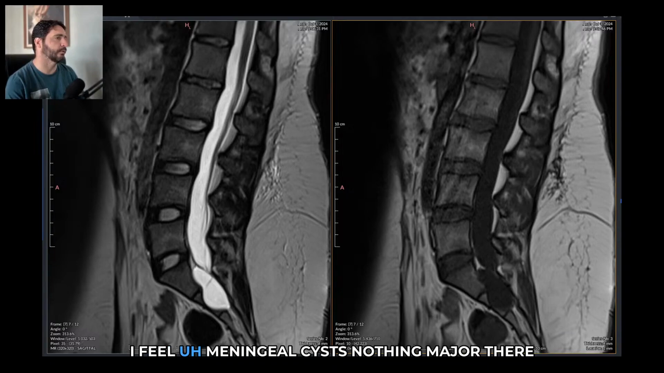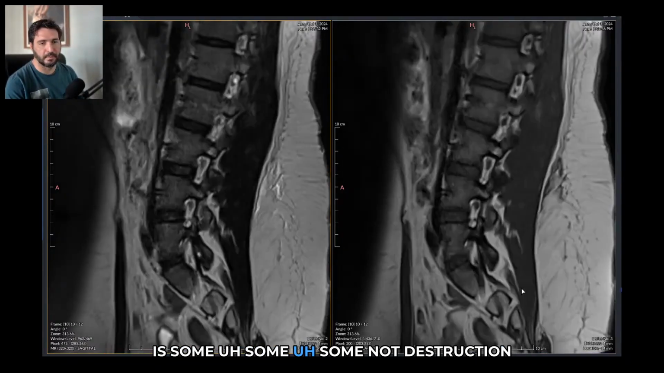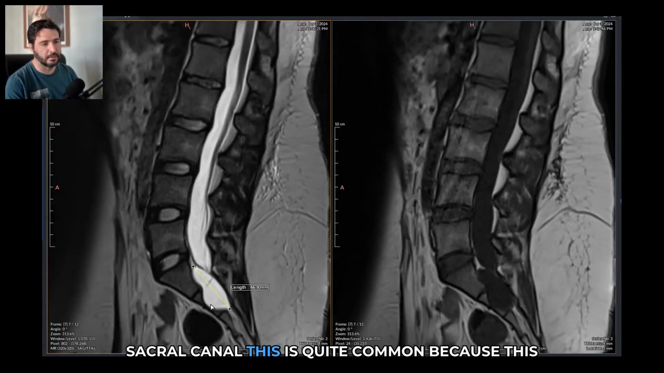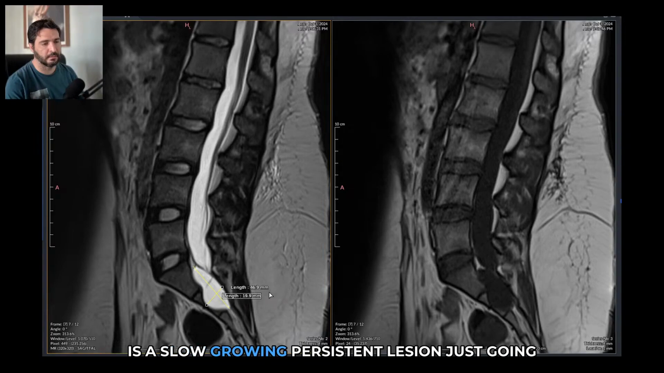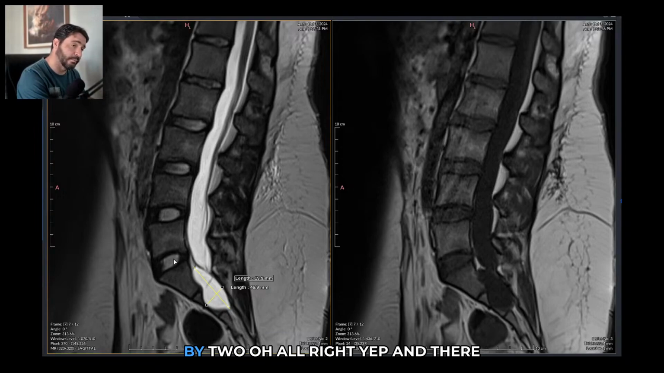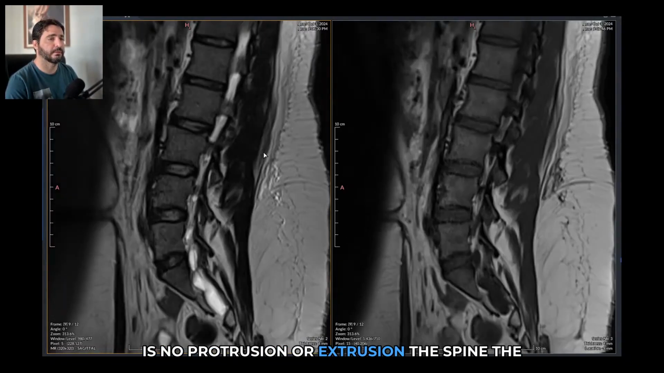These are a few meningeal cysts, nothing major. There is some, not destruction, but there is some deformity of the sacral canal. This is quite common because this is a slow growing persistent lesion. Just going to write that down. It's 4.7 by 2.0. All right. Yep. And there is no protrusion or extrusion.